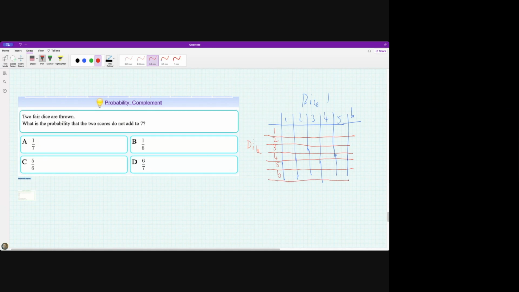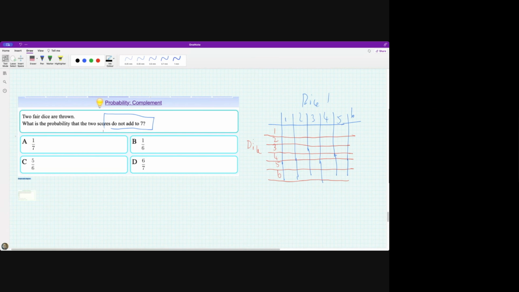What is the question about? It is about the sum. What is the probability that the scores do not add to 7? So it's about adding the numbers together. Can anybody suggest, oh, there we go, Atlechan got it, perfect for the second one. How could I visualize the sum of the two dice?